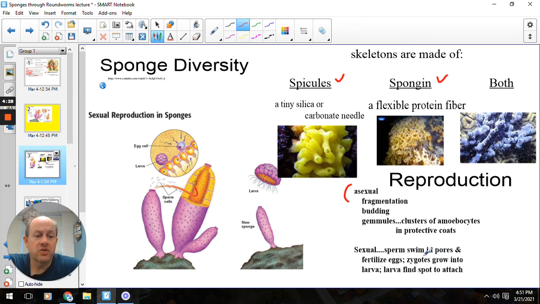Sexual reproduction, so the sperm will swim from one sponge through the ostia, and then into the sponge where the eggs would be on the other sponge. And so that would be sexual reproduction, to where then after fertilization, the zygotes would grow into a larva. The larva would then find a new spot to swim around and attach. And so that is kind of the sponge diversity.